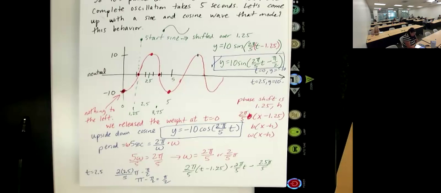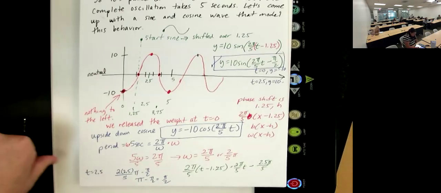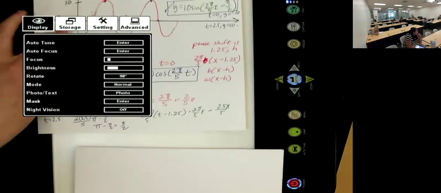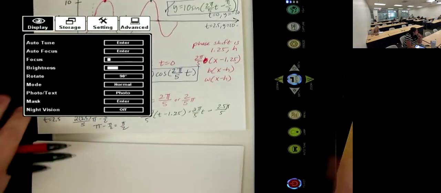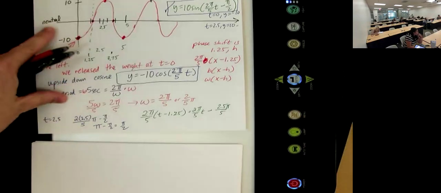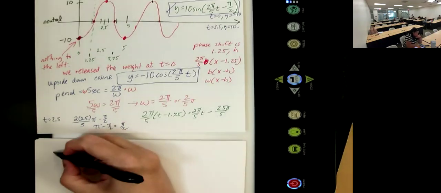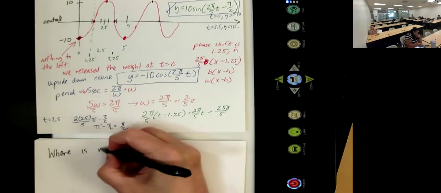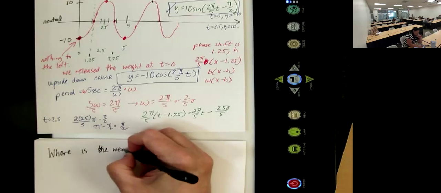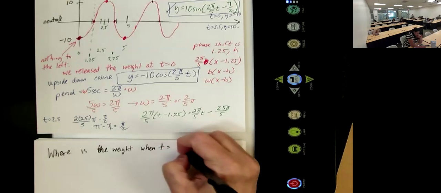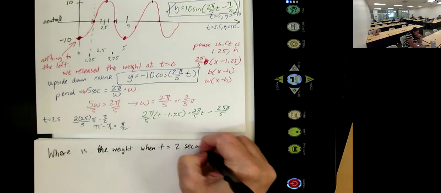You might ask, okay, so what else can we do with this? Well, if it matters, we could figure out, like, how high is it? Where is the weight when t equals 2 seconds?